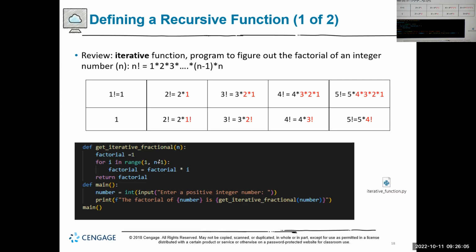And in the main program, I get the input from the user: a positive integer number. And again, I print it out. In the print statement, I call the function here. That's the step where I call the function, and I pass the argument, the number, to the parameter n here. And I return what is my factorial here. It's a very simple program.